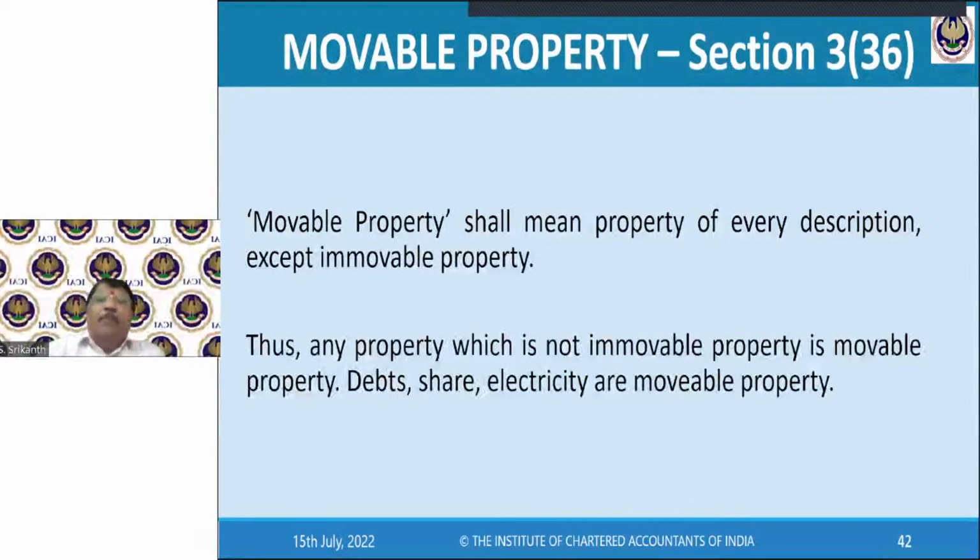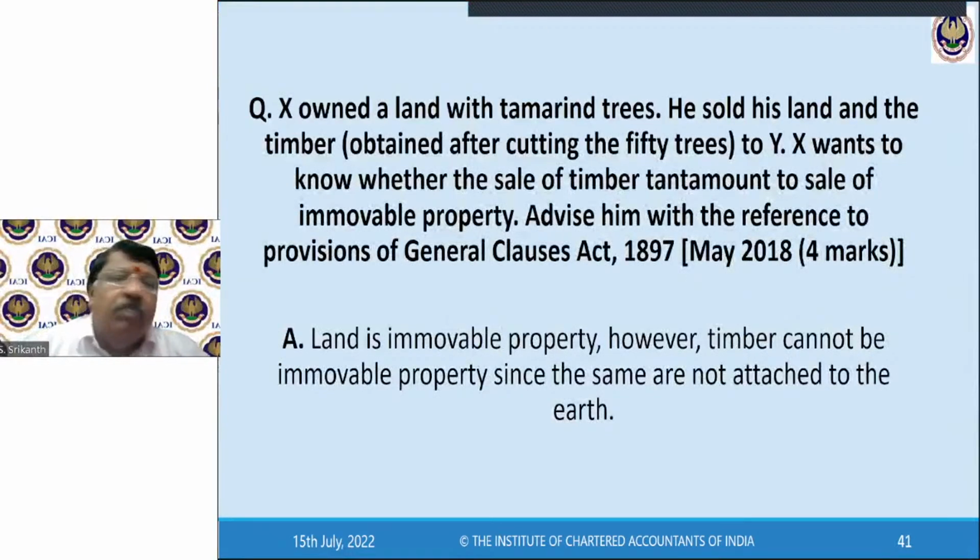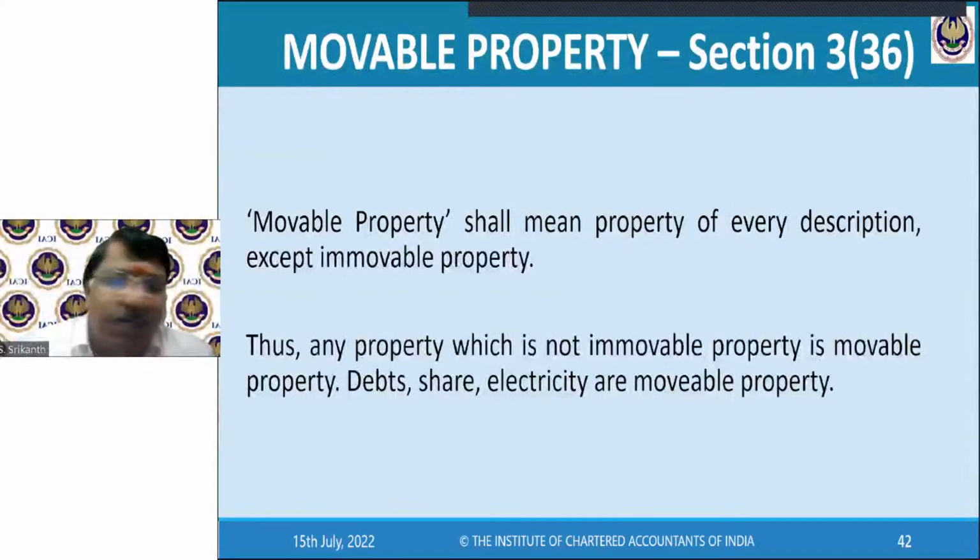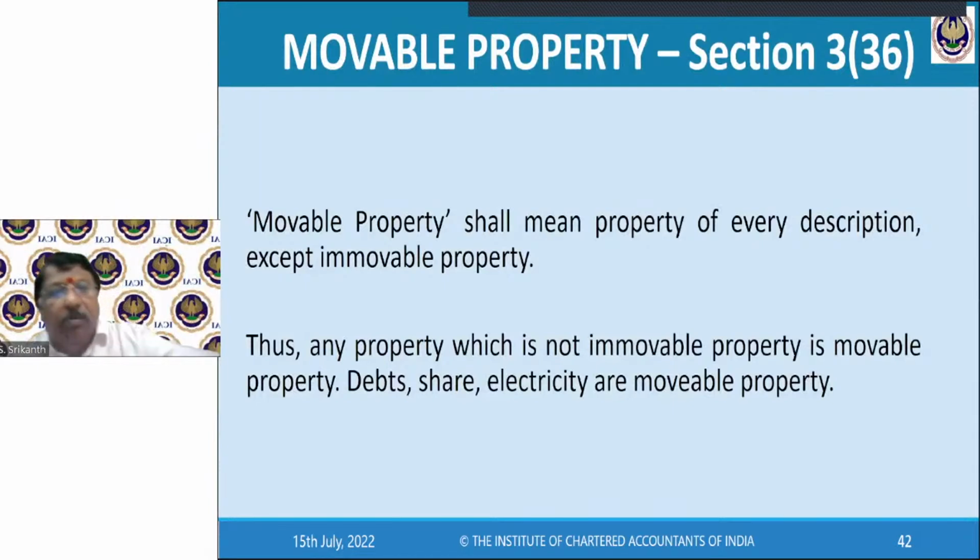Movable property shall mean property of every description except immovable property. So the minute you bring timber out of immovable property, it becomes movable property straight away. So anything which is not immovable property is movable property. Right? Debts are movable property. In fact, the definition of the word goods in the Sale of Goods Act, if you remember, includes every type of movable property. There, for movable property, you have to come here. First you go to immovable property. If it is not immovable property, then it is movable property. Thus, any property which is not immovable property is movable property.